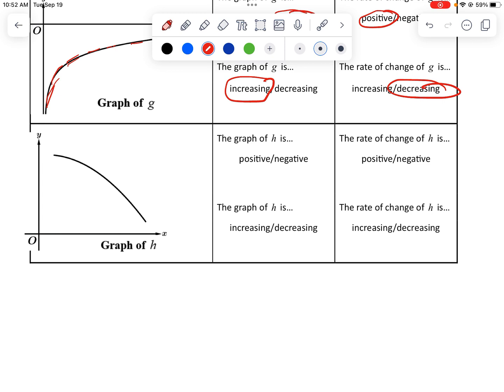On this one, our graph, it's still positive. It's above the x-axis. The rate of change is negative. It's going down. The graph is decreasing, and the rate of change, it's becoming more negative. It's becoming steeper, so that would mean that the graph is decreasing because it's like -5, -6, -7.